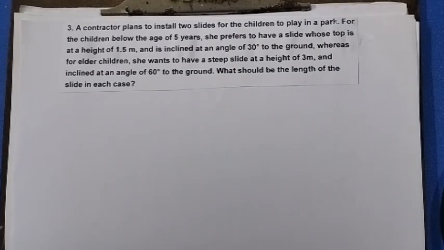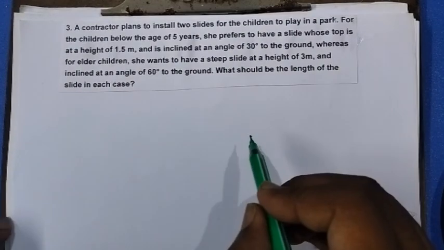Third question is, a contractor plans to install two slides for children to play in a park. For the children below the age of 5 years, she prefers to have a slide whose top is at a height of 1.5 meter and inclined at an angle of 30 degrees to the ground. Whereas for the elder children, she wants a steep slide at a height of 3 meter and inclined at an angle of 60 degrees to the ground. What should be the length of the slide in each case?